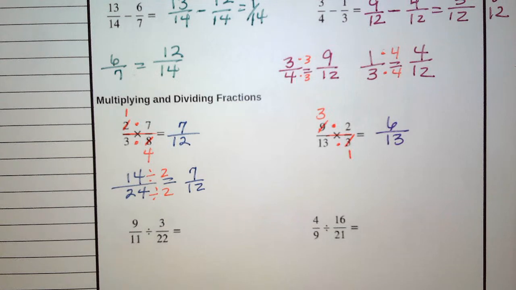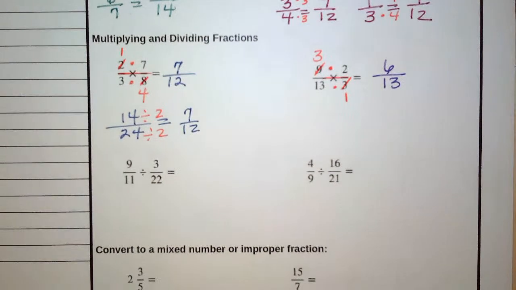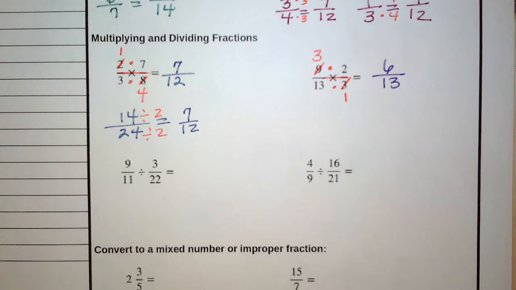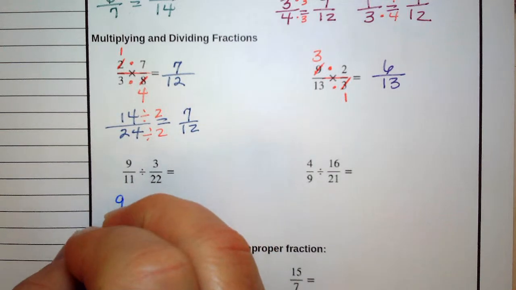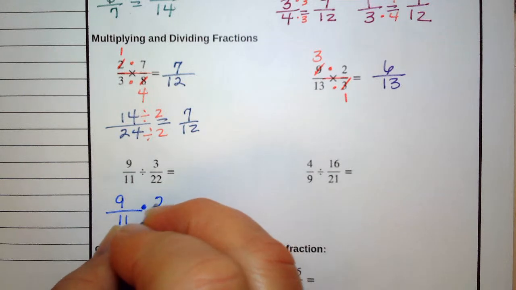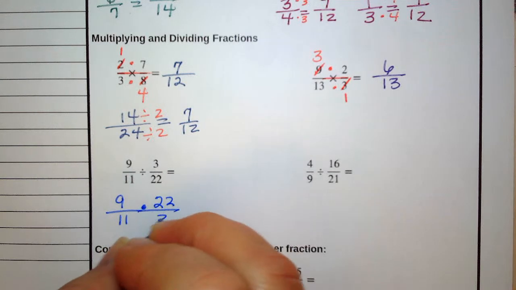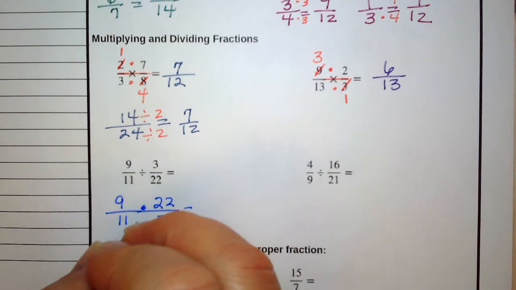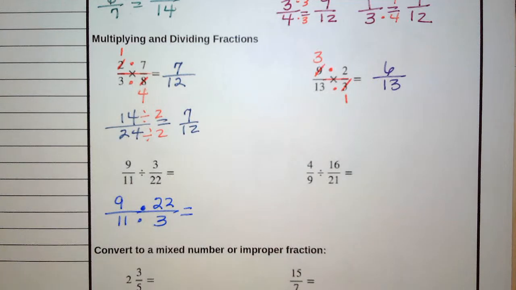On the next one, do we divide? No, we do not. We multiply by those reciprocals. 9 over 11 times 22 over 3. Can I simplify?